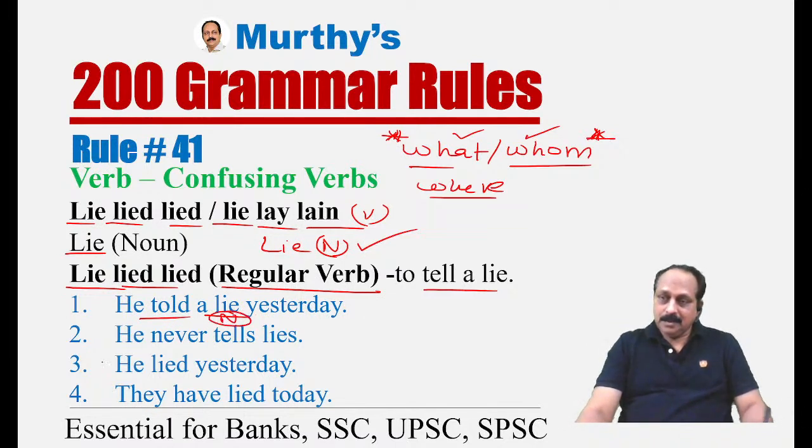He never tells lies. He never tells what? Lies, plural form. Even in this example, it is a noun. He lied yesterday. What is the subject here? He. What is the verb? Lie, lied, lied. Past form. Yesterday, time in past. Here it is a verb. They have lied today. Today, incomplete. We should use present perfect tense. And based on that, lie, lied, lied. Here the past participle form. They have lied today. Again, it is a verb.